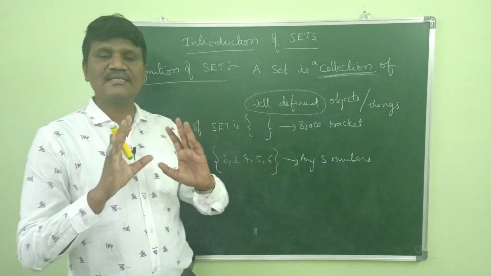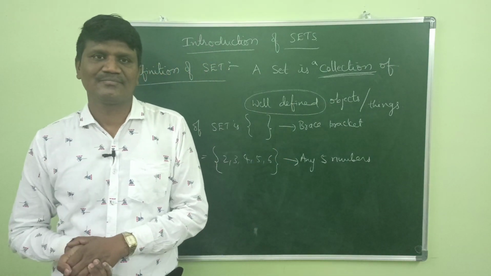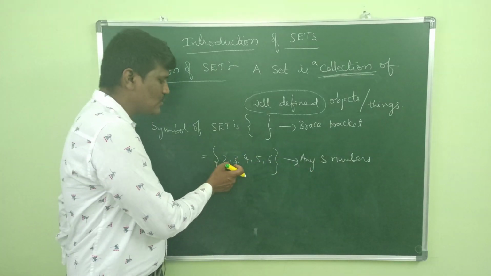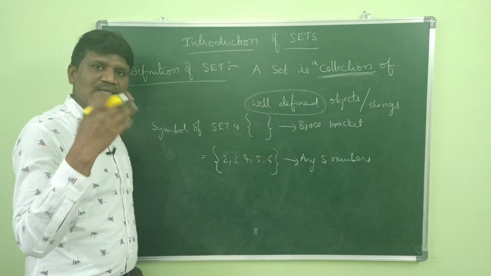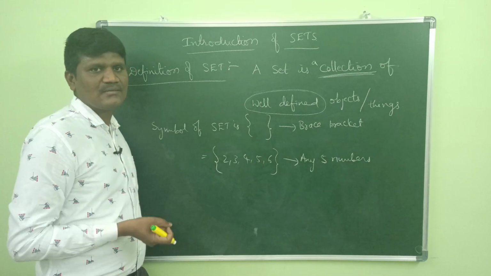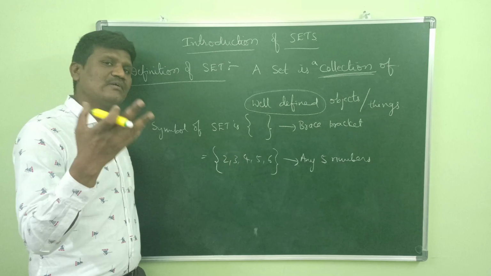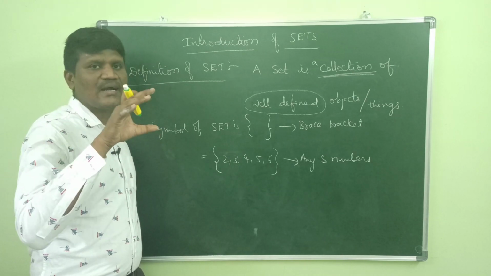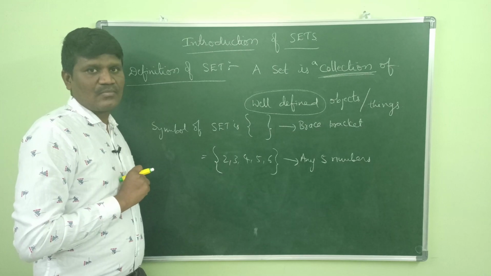Any 5 numbers, is it well defined or not? If you observe, any 5 numbers means if I am writing 2, 3, 4, 5, 6, others can write any other numbers. You can write 4, 5, 6, 7, 8, and another can write 100, 200, 500, those are also numbers, right? So there is no specific condition given for this.